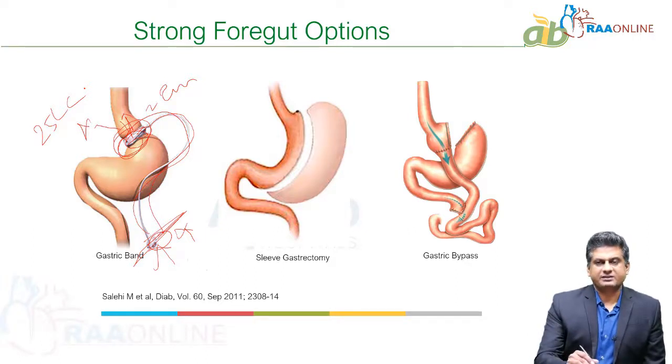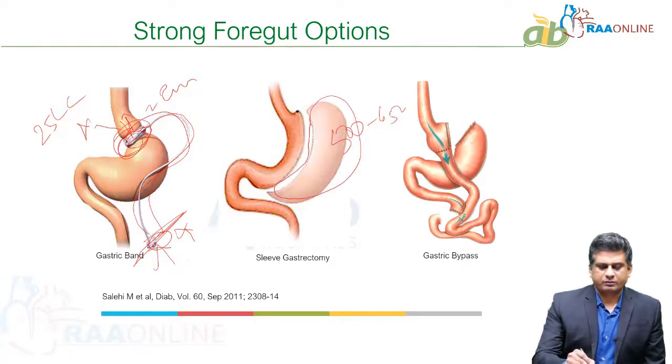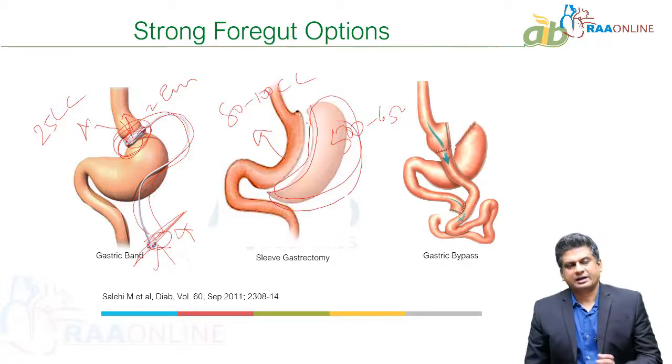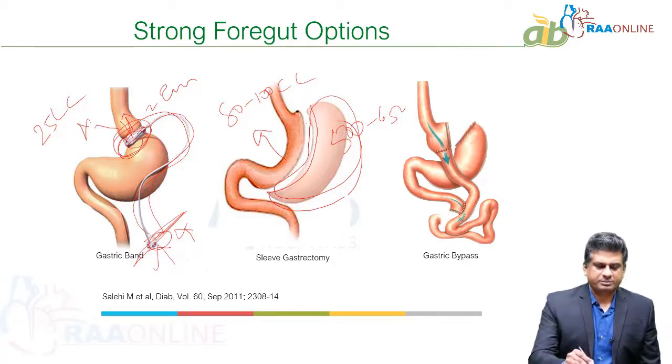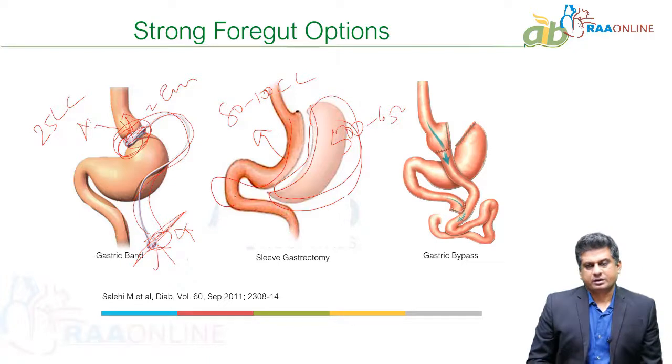The second is called sleeve gastrectomy, where the stomach is around 500 to 650 cc, which is reduced by 3/4. We make a sleeve with an 80 to 100 cc pouch by stapling and removing the lateral part of a stomach. This becomes a vertical sleeve.